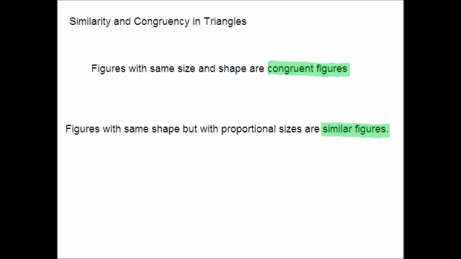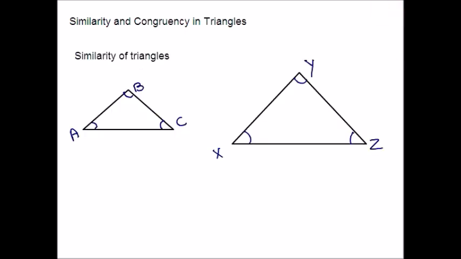Figures with same size and shape are congruent. Figures with same shape but with proportional sizes are called as similar figures. They remain similar even if they are moved or rotated. The same property applies for both similarity and congruency. Hope you are clear between congruency and similarity. Okay, let us see what is the similarity of triangles in detail. Two triangles are said to be similar if the corresponding angles of two triangles are congruent and the lengths of the corresponding sides are proportional. So this can be written as, please consider the two figures that I have drawn on the board, ABC and XYZ.